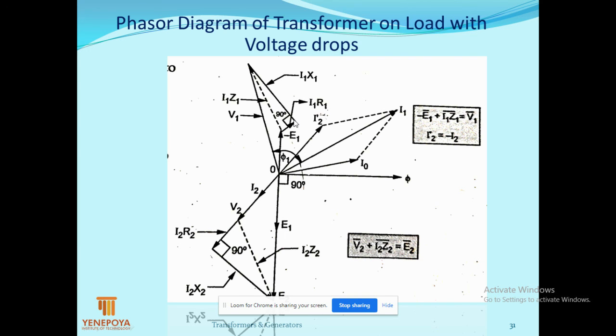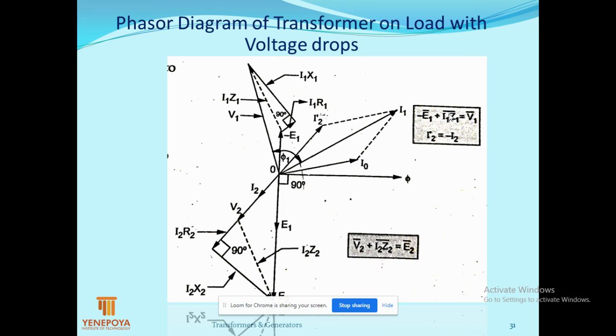From I1 R1 you draw a vertical line, that is, I1 R1 and I1 X1 are 90 degrees to each other. Draw here to get I1 X1, and the sum of I1 R1 and I1 X1 is I1 Z1. Finally, minus E1 plus I1 R1 plus I1 X1. Join this point to the origin to get V1. The vector V1 is equal to minus E1 plus I1 R1 plus I1 X1, or minus E1 plus I1 into Z1. You get the phasor diagram of the transformer on load with the voltage drops.